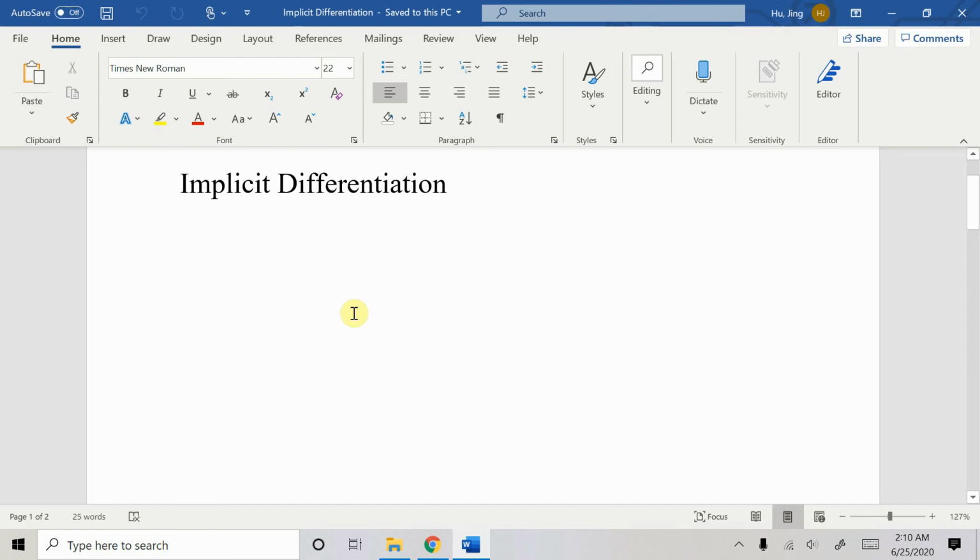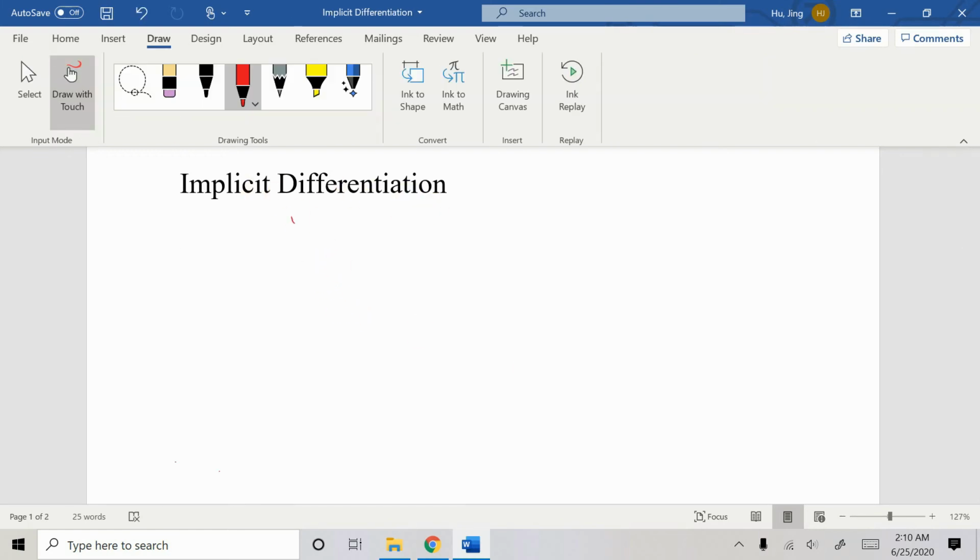Hi everyone, let's talk about implicit differentiation. We know y is a function of x, and we learned x prime is 1, but y prime is not 1, just stay there. Because x is a destination, is the end. Y is not, y is a function of x.